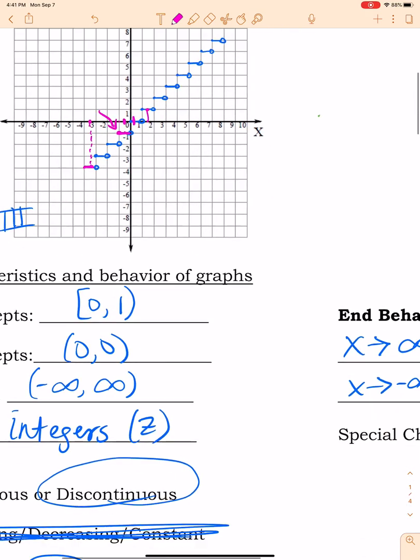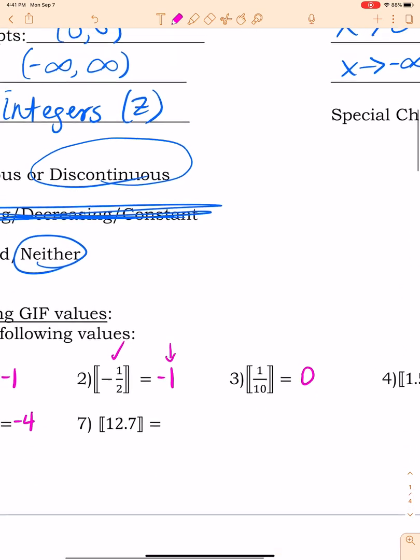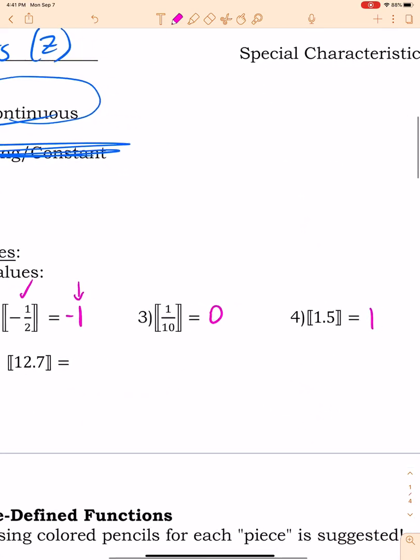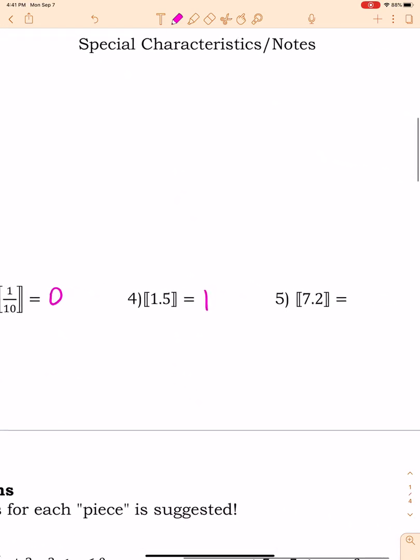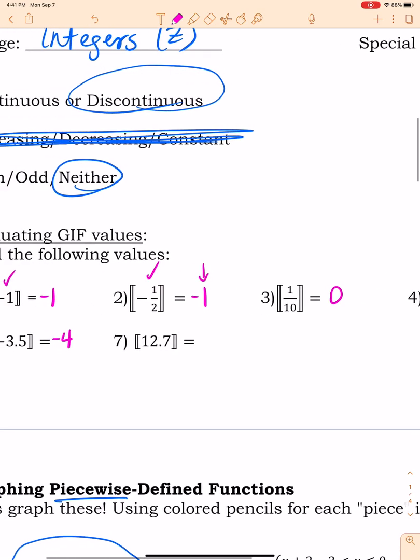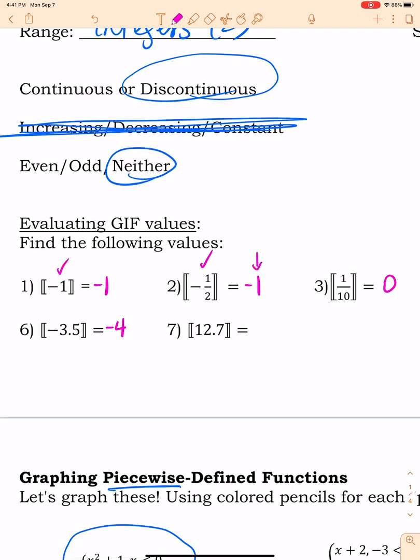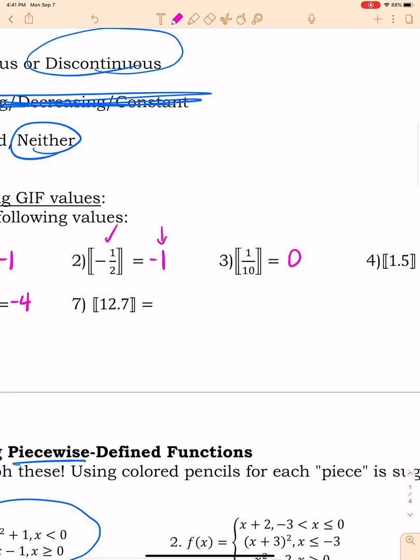Guess what? There's a way to do this without looking at the graph every time. Let me show you. If I want to know what y is anytime x is between 0 and 1, it's always going to be 0. If I want to know what y is when x is between 1 and 2, it's always 1. You with me? In other words, whatever the value for x is, the y value is the whole number right below it. Stay with me.